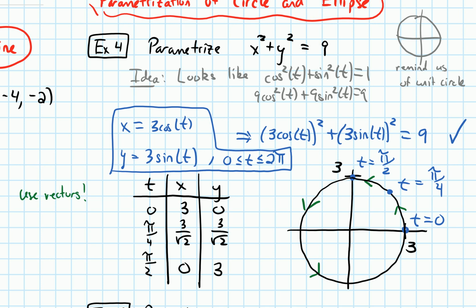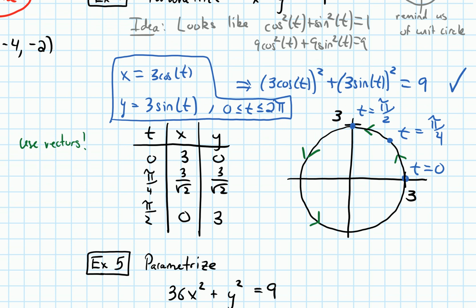It's a good warm-up exercise to think about, well, what if I had wanted it to go in the opposite direction? How would I have needed to change this parametrization? Or what if I wanted it to go around the circle more than one time? How would I have accomplished that with my parametrization? We'll answer some of these questions in the homework.